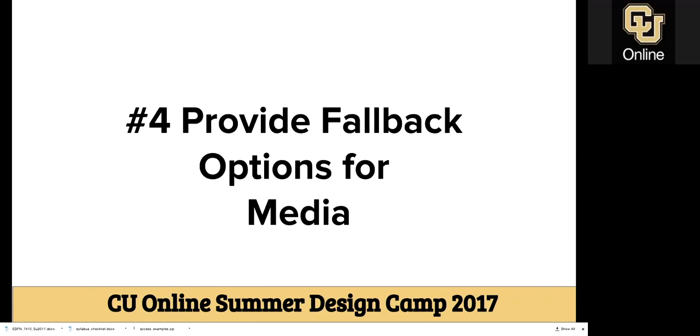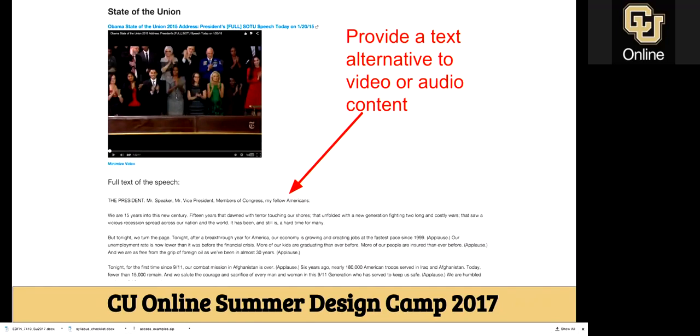Number 4, providing that fallback option for media. If you want to post a video in your course, fantastic, wonderful. It's great to diversify your content. But make sure it's captioned. One, that would be ideal because you're giving the user the same experience. If they are not able to hear, then they can have that same experience by reading the captions instead of having to read the transcript and not being able to see the visual simultaneously. But a transcript will suffice.